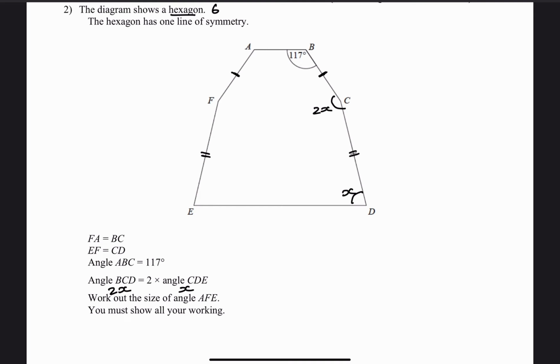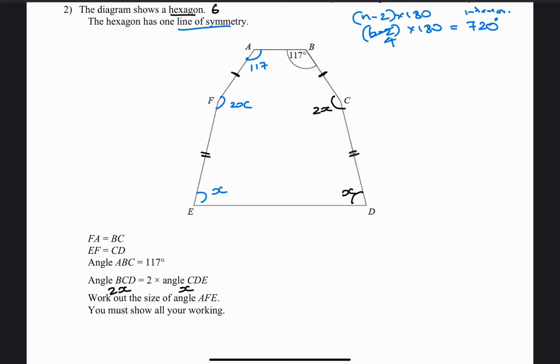But I know, because it has a line of symmetry, I have the exact same thing. If that is 2x, this is 2x as well. If that is x, this is also x. However, if that is 117, this is also 117. Then I will do the total angle of a hexagon. What is the formula for the total interior angle? It's n minus 2 times 180. The number of sides is 6, so 6 minus 2 times 180. So that's 4 times 180, so the total interior angle is 720 degrees.